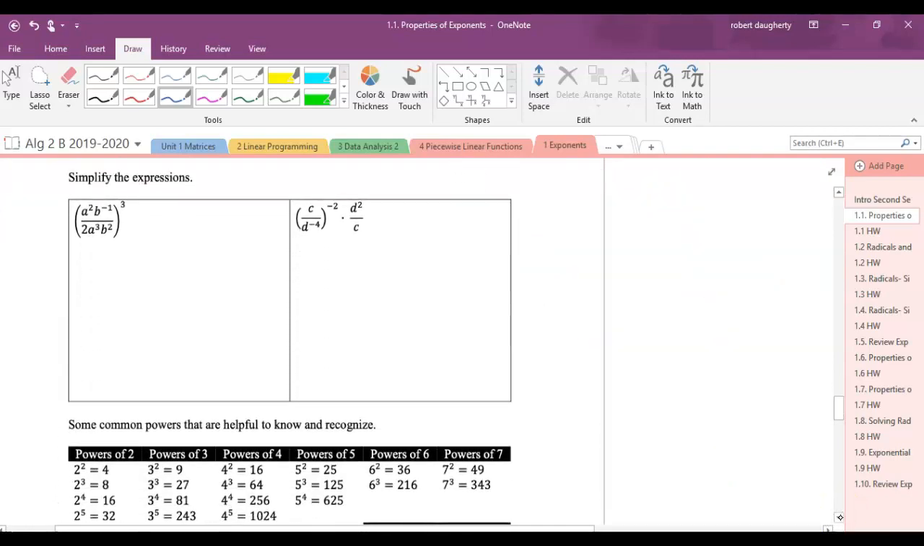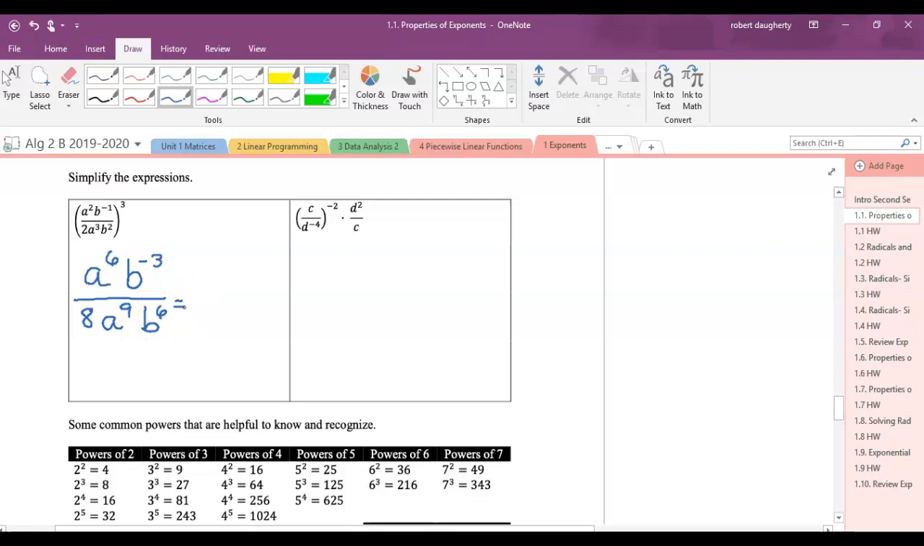So let's look at this one. What is being cubed? Basically everything inside that parentheses is being cubed. Okay? So if I cube everything, I'm going to have a to what power? A to the 6, b to the what? Negative 3. Okay, what is 2 cubed? 8. What is a cubed cubed? A to what power? A to the 9th. B squared cubed is b to the what? 6. Okay.